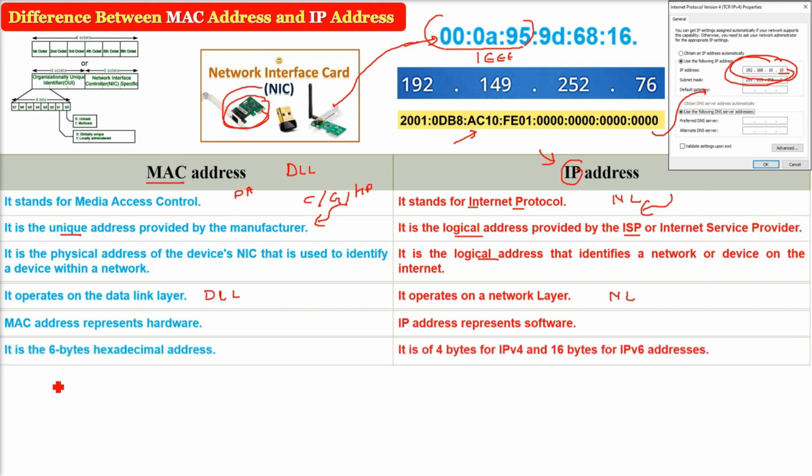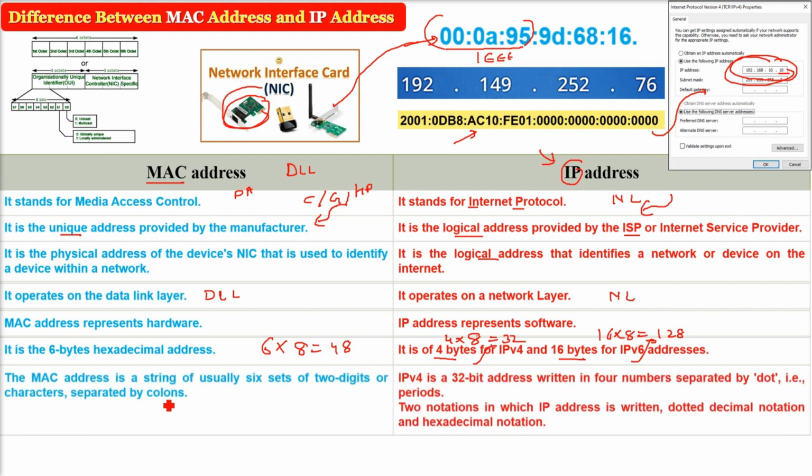A MAC address is a 6-byte hexadecimal address. So 6 bytes means 6 eights, which is 48 bits, and these 6 bytes or 6 octets are separated by a dot, colon or hyphen. But an IP address can be 4 bytes in the case of IPv4, and 16 bytes in the case of IPv6. So 32 bits or 128 bits depending upon the IP version.